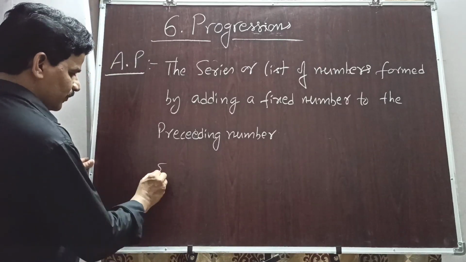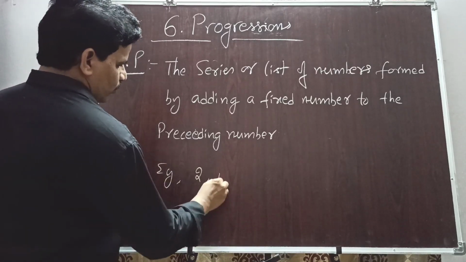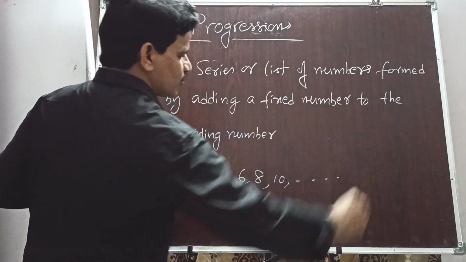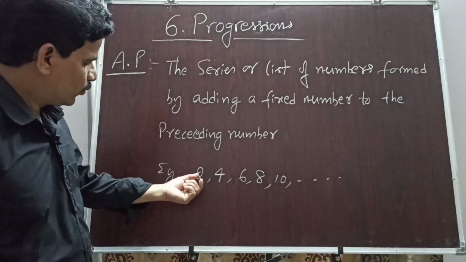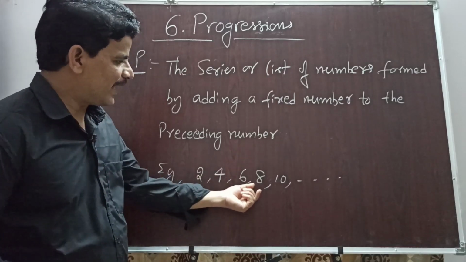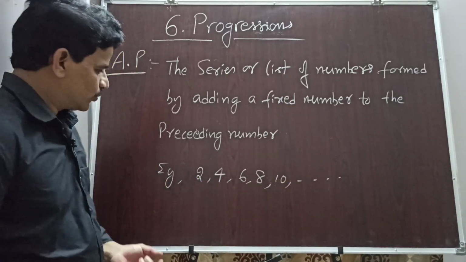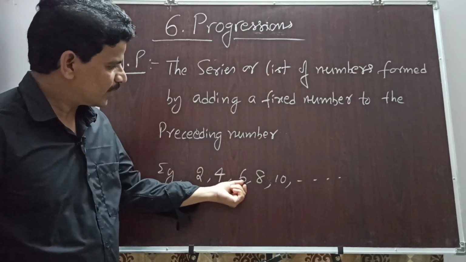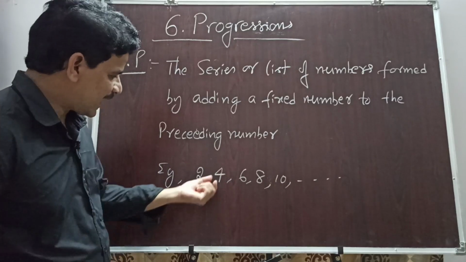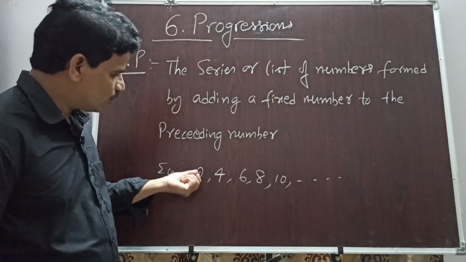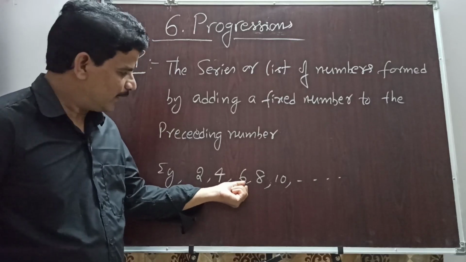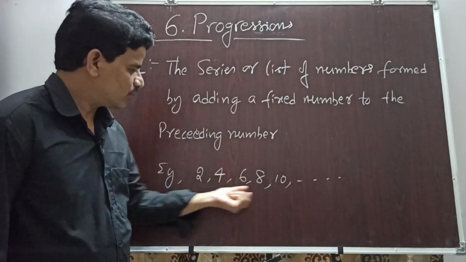So example, 2, 4, 6, 8, 10 and so on. So here the first term is 2, second term is 4, third term is 6 and so on. Here the second term is obtained by adding 2 to the previous number. Similarly, the third term is obtained by adding 2 to the second number and so on.